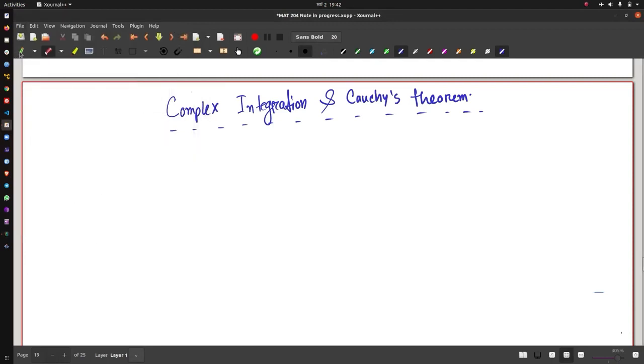So in this lecture we are going to introduce complex integration, and later on we will try to see an important theorem in complex analysis which is known as Cauchy's theorem, and sometimes it's also called the Cauchy-Goursat theorem.